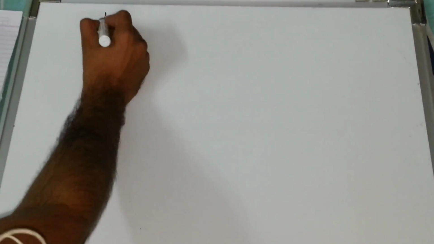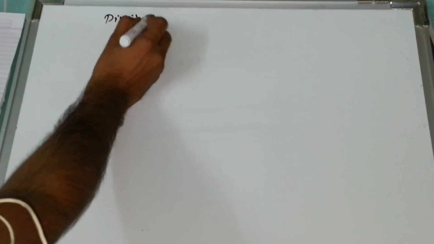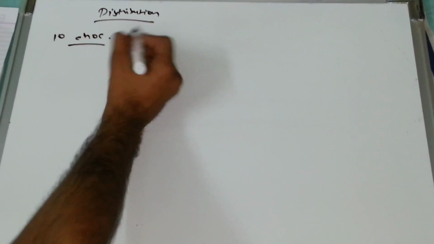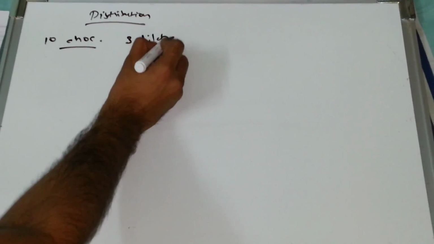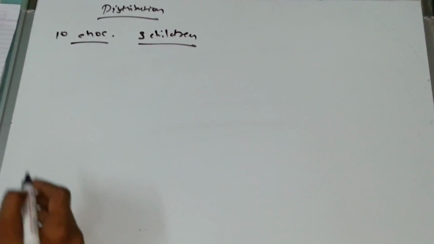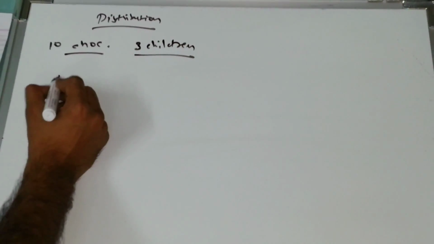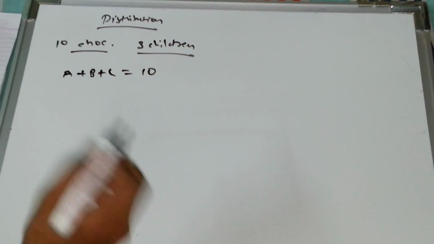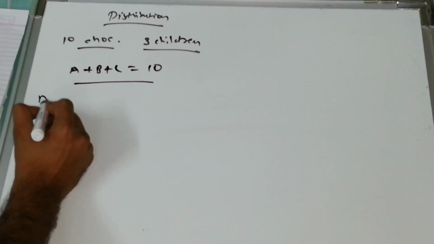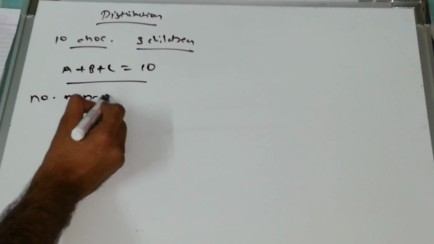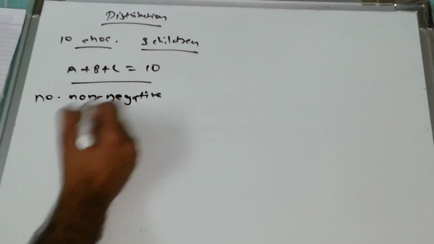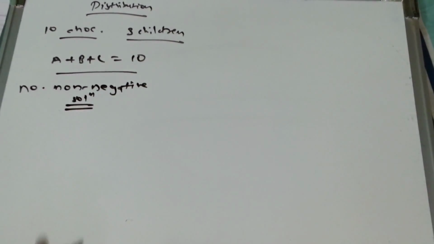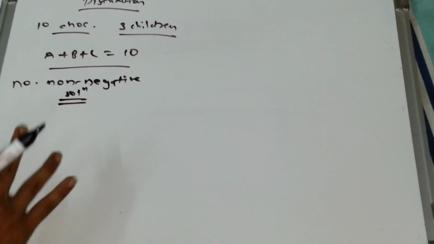Now coming down to distributions. For example, if we have 10 identical chocolates which are to be distributed among 3 children. So the number of ways of finding that is, let us say we have 3 children, A plus B plus C is equal to 10. So now we have to get the number of non-negative solutions, since there is nothing mentioned that at least one should be given. That is why we are getting non-negative solutions of the equation.